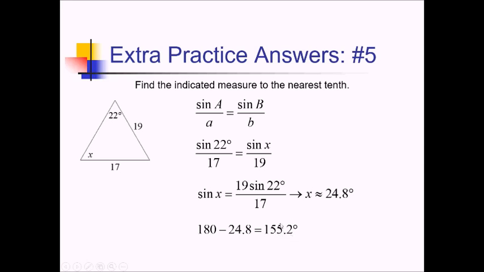To see if it's actually going to work, though, we need to see what happens if I add this to the angle that's already in there. 155.2 plus 22, that's going to add up to 177.2, which doesn't really matter. What's important, though, is that it's less than 180. That means that this alternate answer will fit in the triangle, which means it is a legitimate answer. So both of these answers then, 24.8 and 155.2, are correct possibilities.